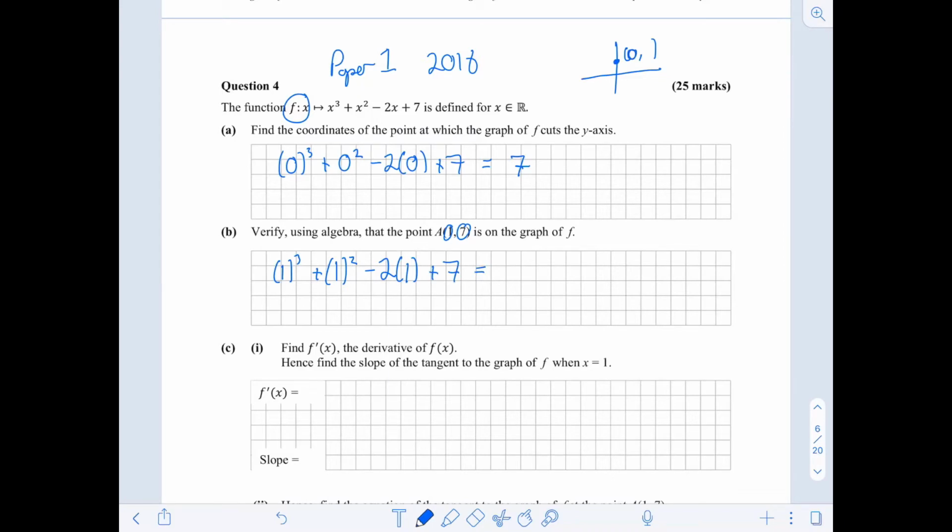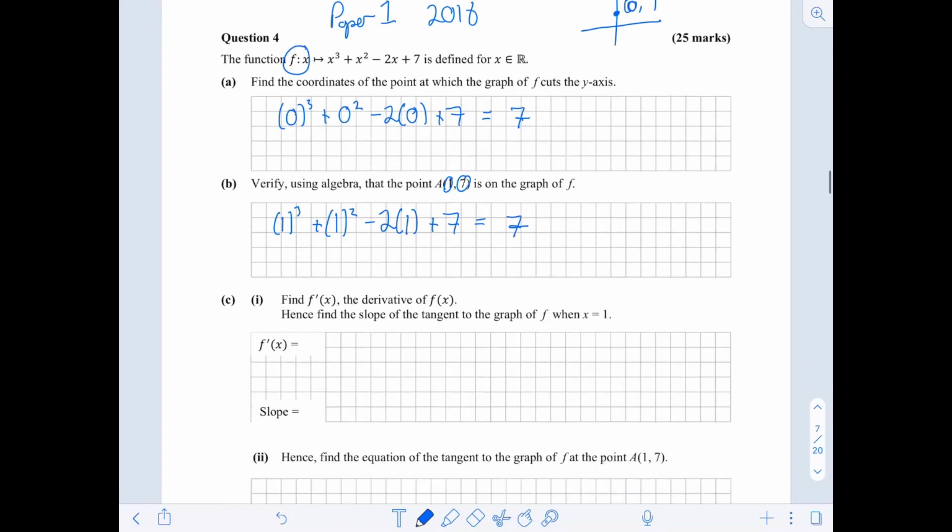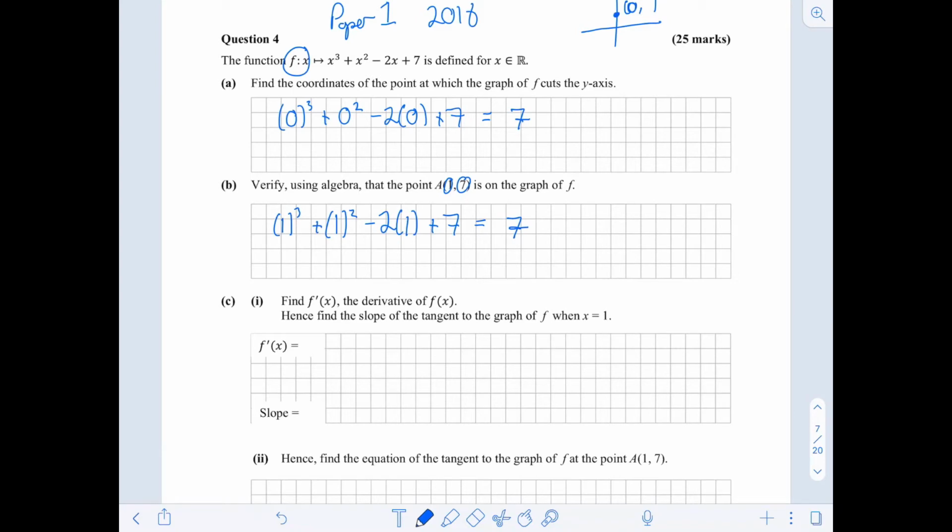1 cubed plus 1 squared minus 2 times 1 plus 7, and it's equal to 7. So 1, 7 is on the graph. That's pretty nice. Find f prime of x. So that's differentiate this original thing up here. When we differentiate our original function, we get 3x squared plus 2x minus 2.